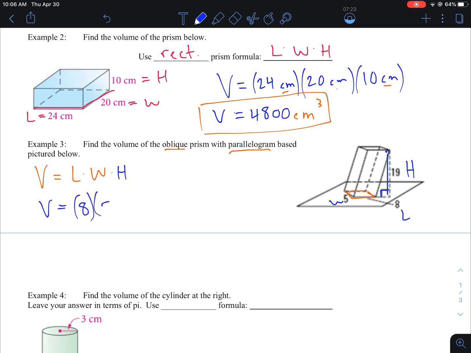You're going to have 8 times 5 times 19, and that's going to give you an answer of 760. And again, if there's no units, if it doesn't say centimeters, feet, whatever, just write u cubed or units cubed. You always want to write that at the end.